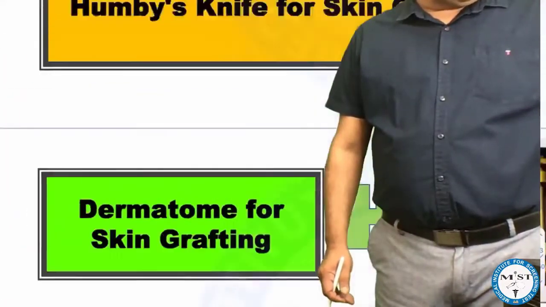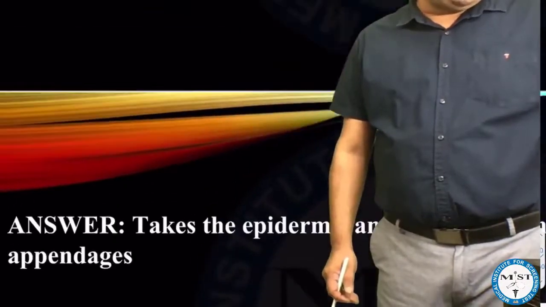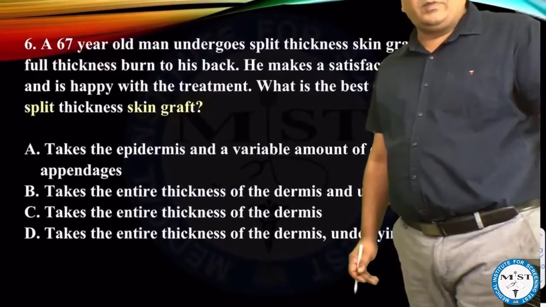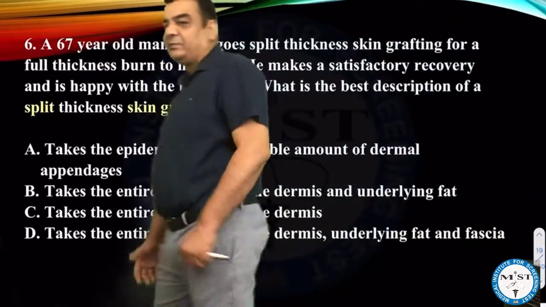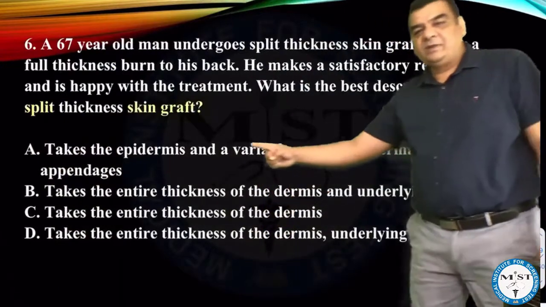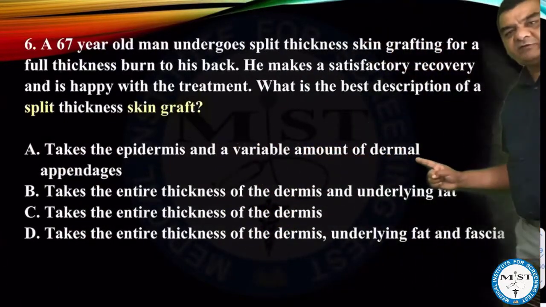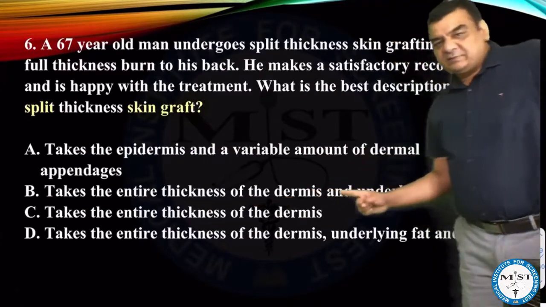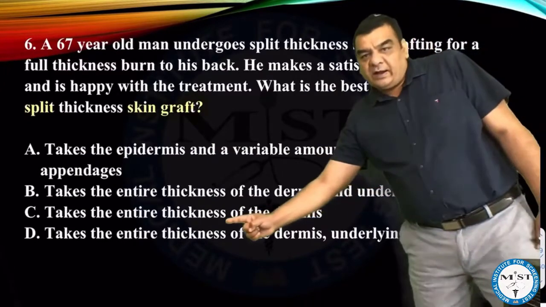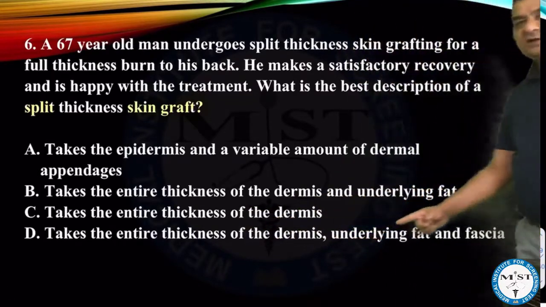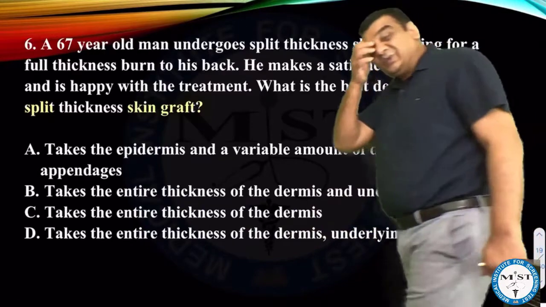Now, if we take a look at the options, you just have to find out where there is epidermis and superficial dermis. Okay, so let me screen this quickly. Epidermis, variable amount of dermal appendages. Entire dermis, no. Entire dermis, no. Entire dermis, fat and fascia, no.